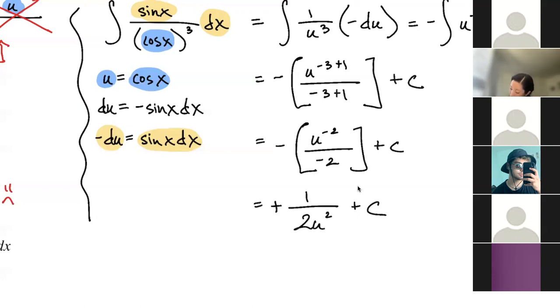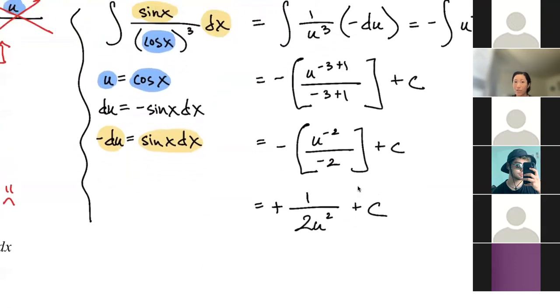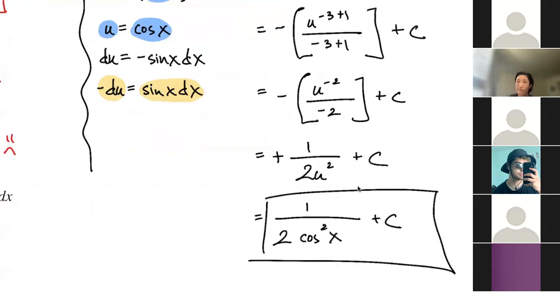Okay, good. Now the question was asked with x's, so we need to answer it in terms of x's, which means that our final answer will look something like this: 1 over 2 cosine squared x plus c. And there we have it.